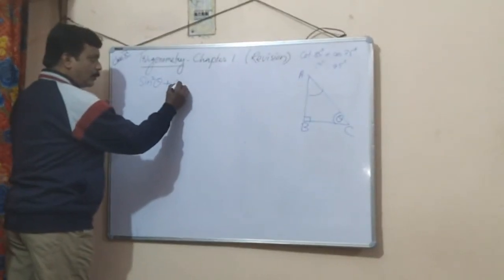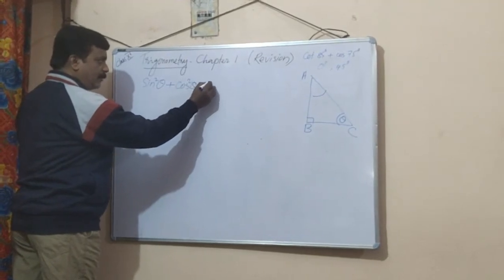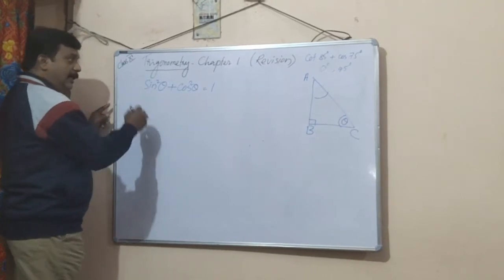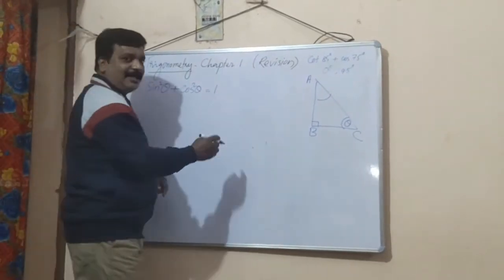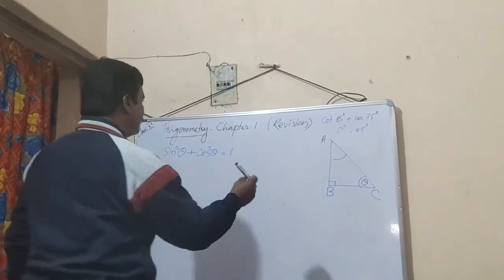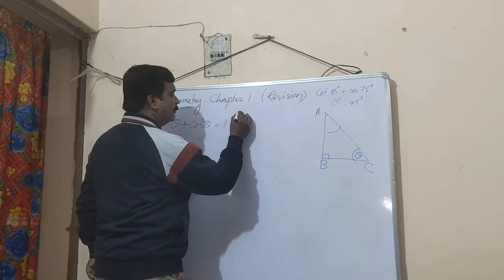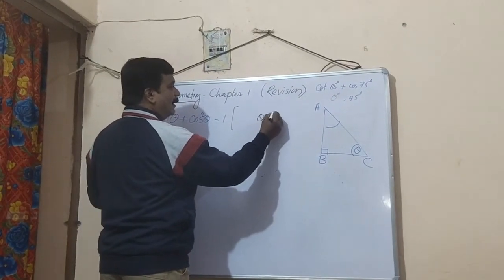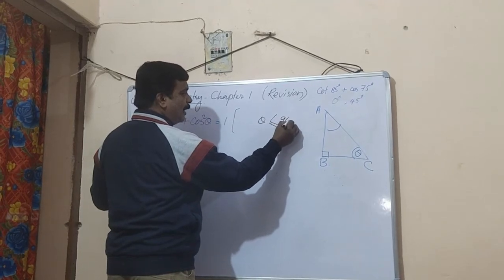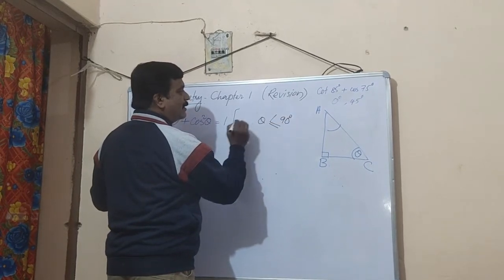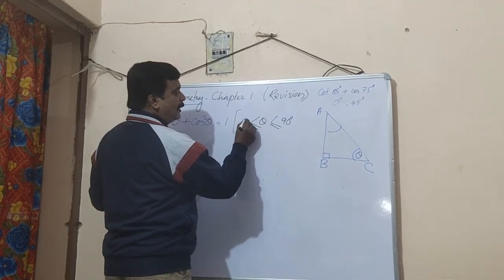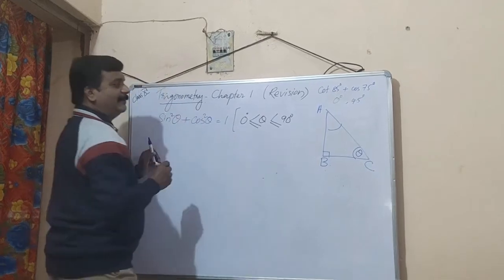Then cos squared theta, that is of course equal to 1. There is a condition you cannot forget. The condition is that the value of theta can be greater than or equal to 0 degree and less than or equal to 90 degree.